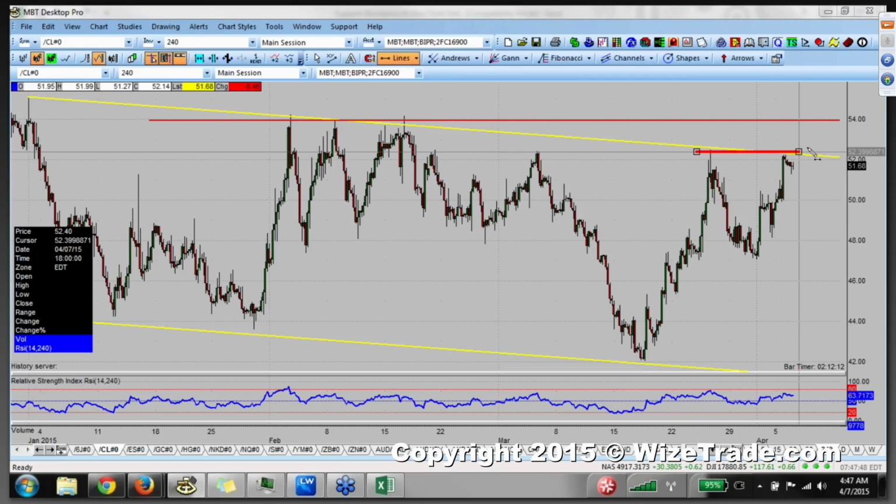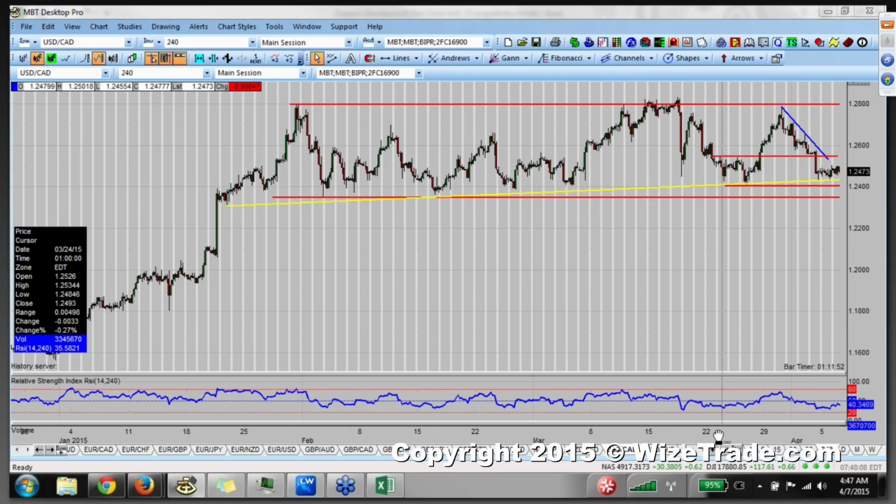Now, this is really key because if we do break above this high here in crude, the risk is that we test $54. So if we break through 52.50, we might come up and break 54. If that happens, then that means the Canadian dollar is probably breaking through this support.